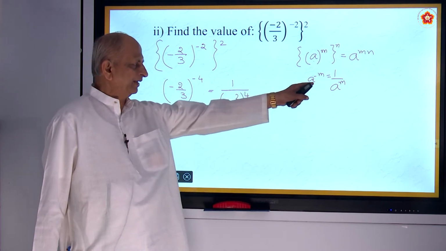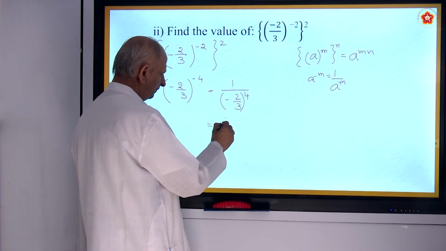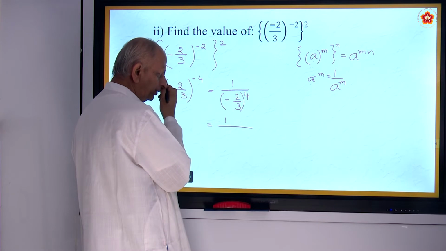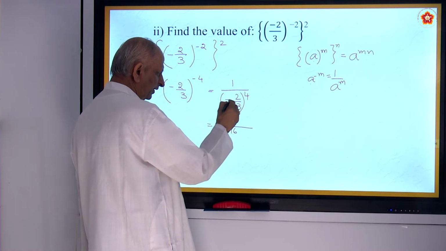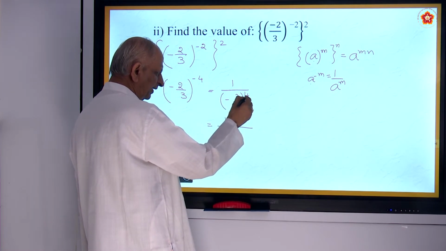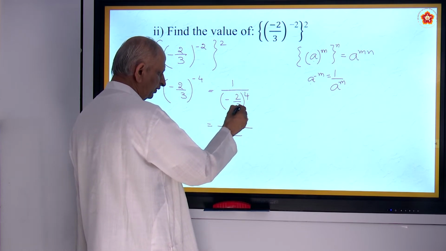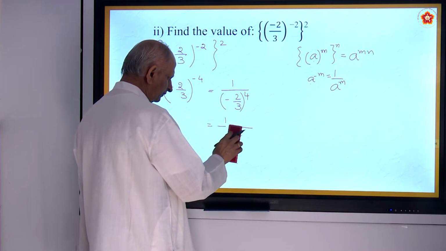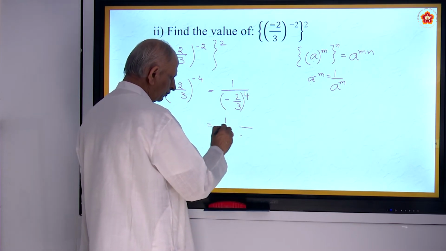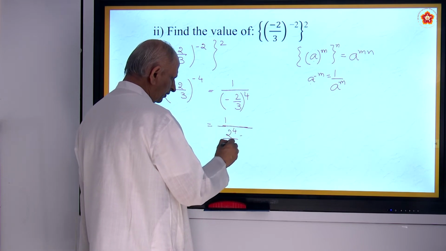So using this formula, then it will be 1 by, how much it will be? 2 to the power of 4 will be 16, right? Minus into minus plus, plus into minus is minus, minus into minus is plus. Similarly, 3 to the power of 4. So this you can write it as 1 by 2 to the power of 4 by 3 to the power of 4.